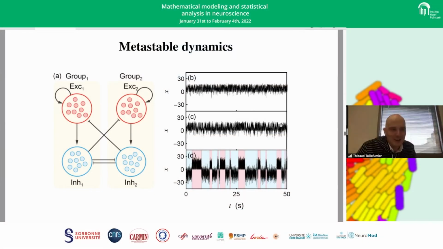Okay, so I think I get the question. It's about whether there is any biological motivation for considering such an architecture, right? Exactly. So actually, there's one. Believe it or not, but it's not.